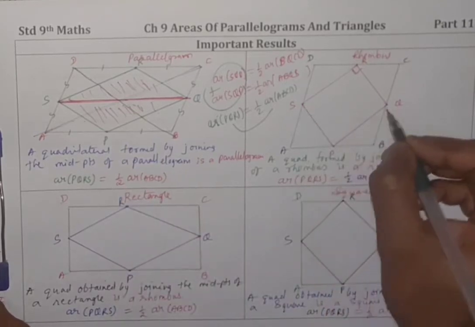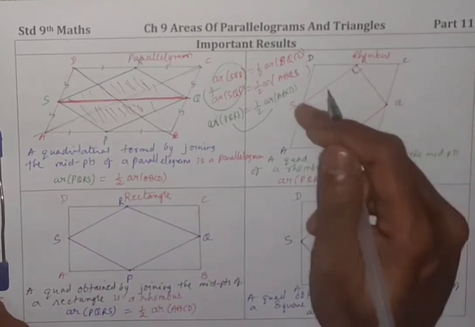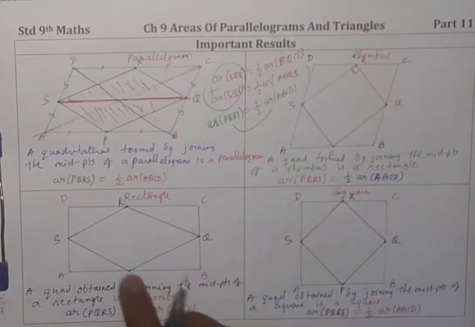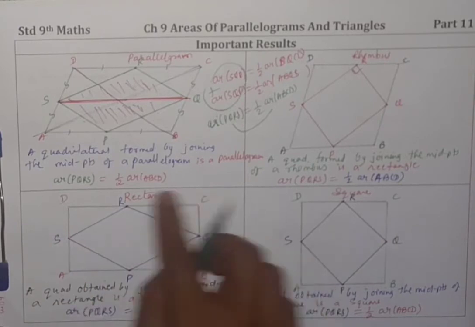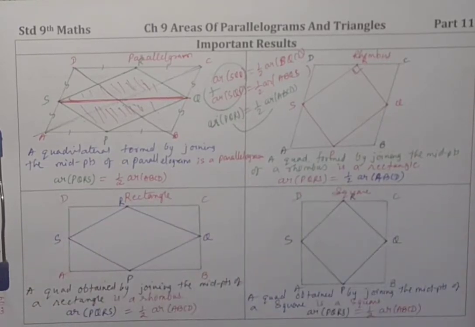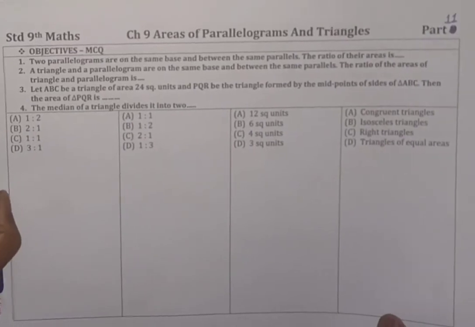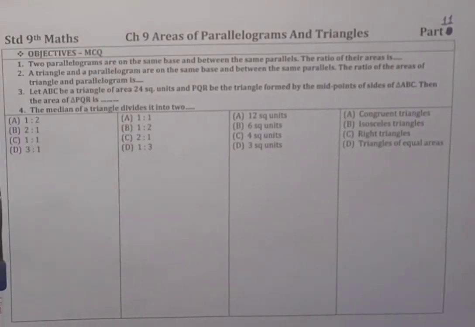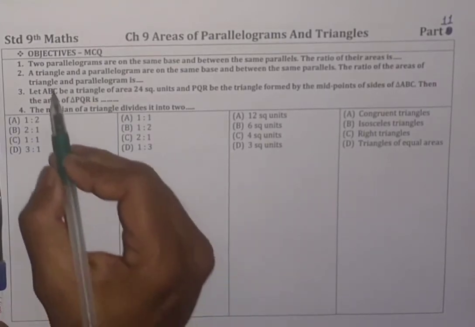Here, the area of this is a rectangle, of course. Area of the rectangle is half the area of the rhombus. Area of this rhombus is half the area of the rectangle. Area of this square will be half the area of this big square. Is that clear, children? All right. Now we move on to the objective questions. All right. Let's see how well you have understood the important results and how well you remember them.